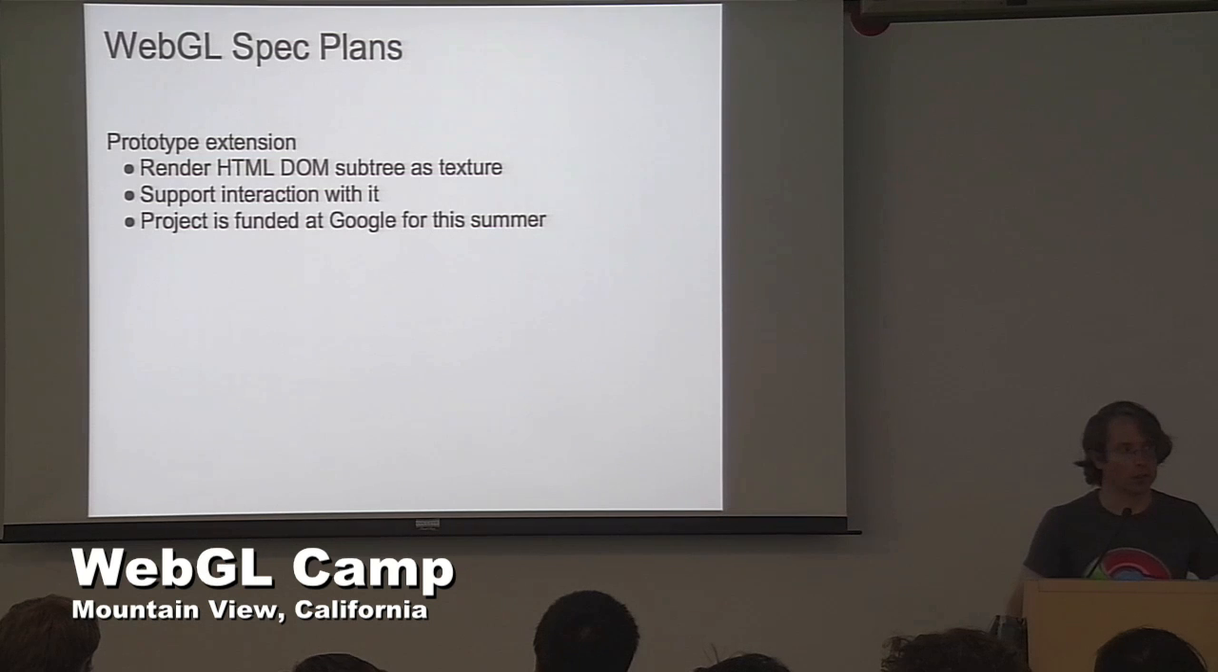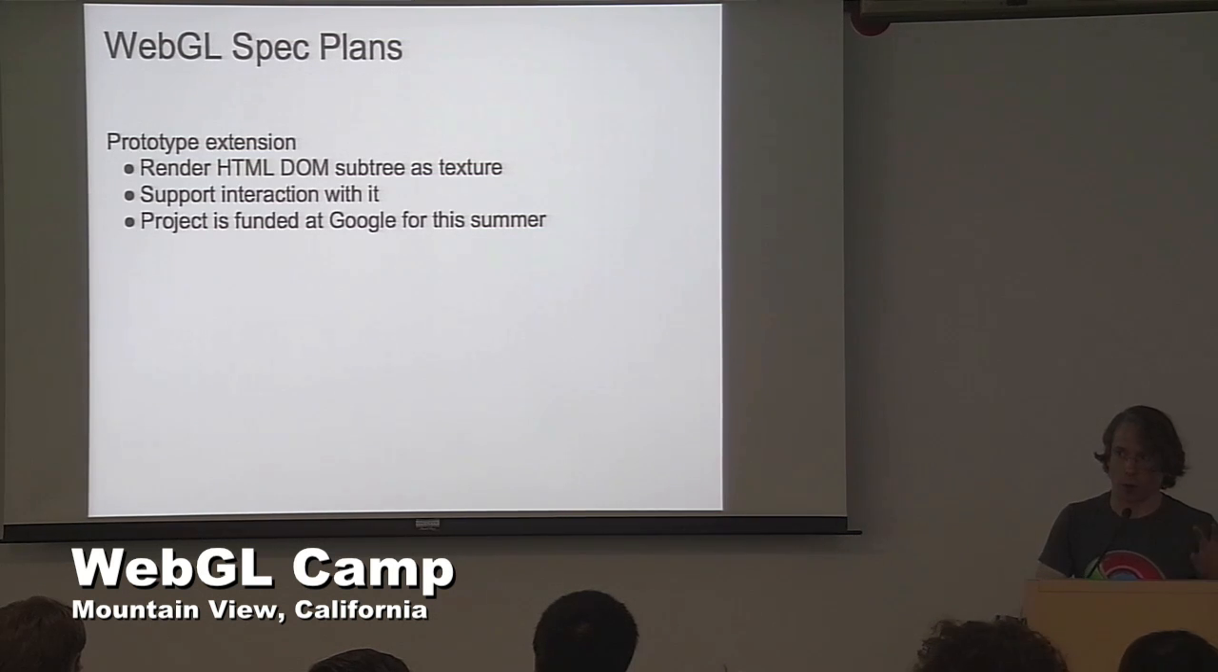Okay, so what are the upcoming plans for the WebGL spec? The number one thing on my plate is we're going to prototype an extension to render an HTML DOM subtree as a texture. And then you can render it in your WebGL scene, which basically means you'll be able to take a piece of your web page and stick it in 3D and move it around and texture map it onto 3D objects and interact with it. There are already some extensions out there in the 3D CSS domain that let you do this, but it's an output-only medium, and the essential thing is to be able to actually interact with it. So we're going to solve this problem.